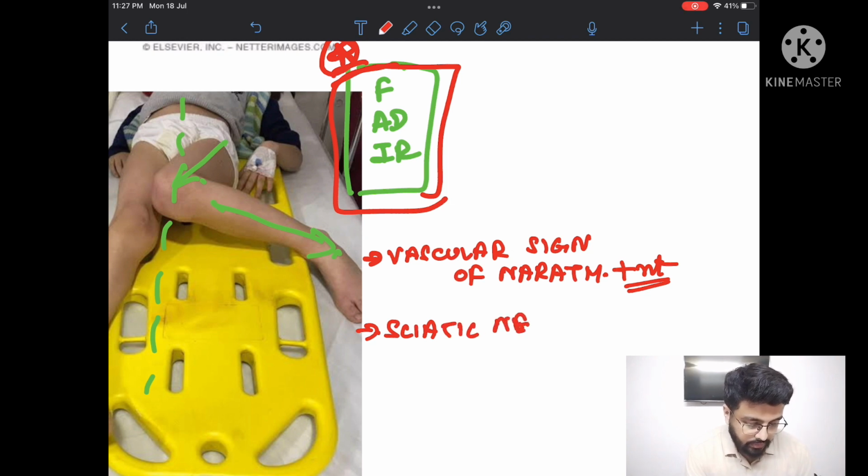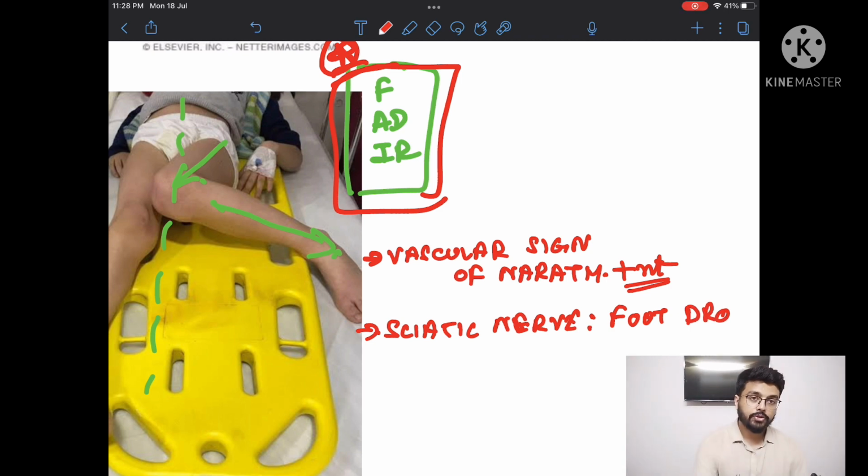How will you assess it? You look for the dorsiflexion of the ankle joint. You ask the patient to dorsiflex the ankle joint. If the patient is not able to do it, it means the patient has foot drop.